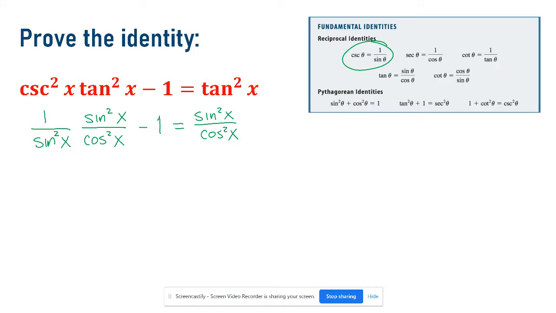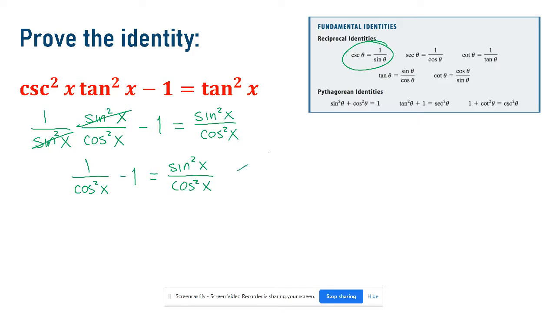All right, so I want to simplify a little bit. So right away I see in these two fractions here, we got sine squared of x on the top and the bottom, so those are going to cancel out. And this is going to become 1 over cosine squared of x minus 1 equals sine squared of x over cosine squared of x. Now, there's different ways we could do this. Let's do it two different ways.